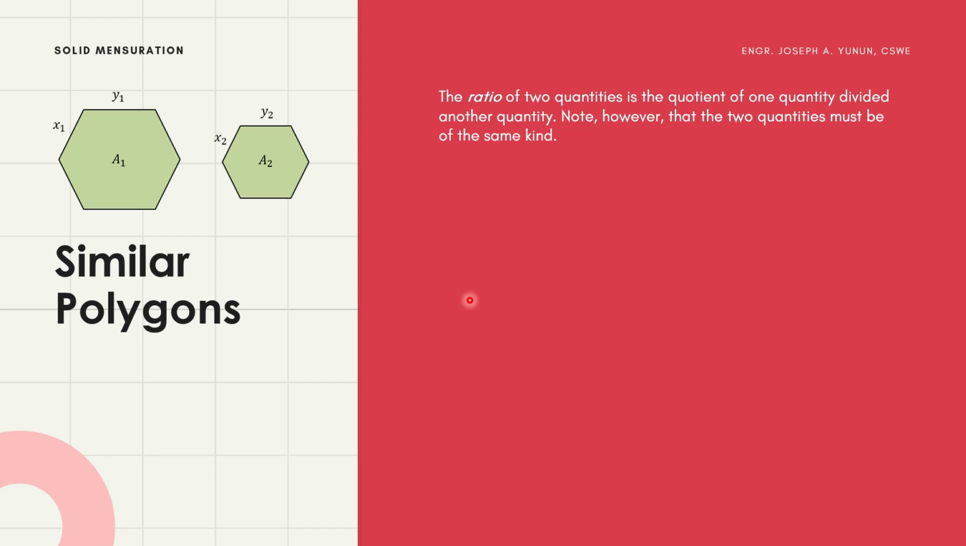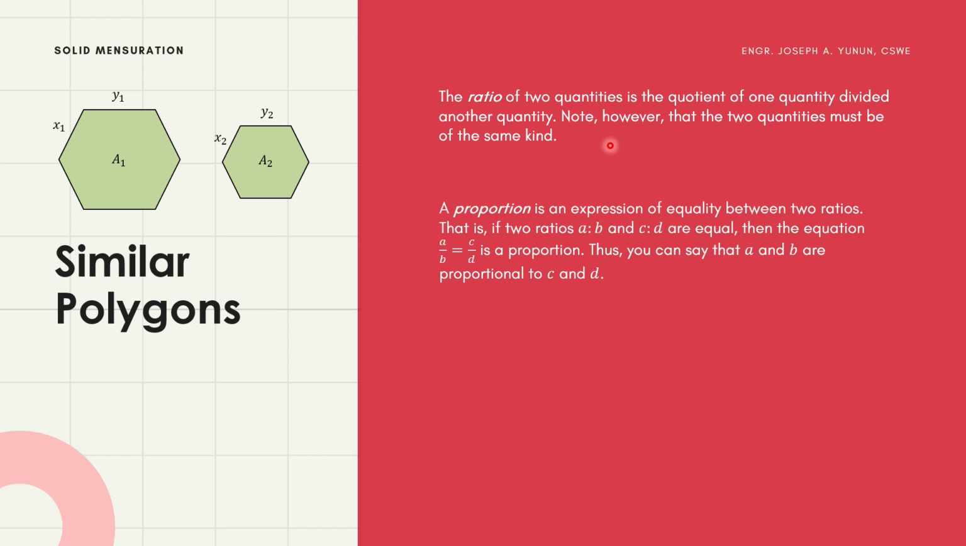So, the ratio of two quantities is the quotient of one quantity divided by another quantity. Note, however, that the two quantities must be of the same kind. Proportion is an expression of equality between two ratios. That is, if two ratios A and B and C and D are equal, then the equation of the two ratios A and B and C and D is a proportion. Thus, you can say that A and B are proportional to C and D.